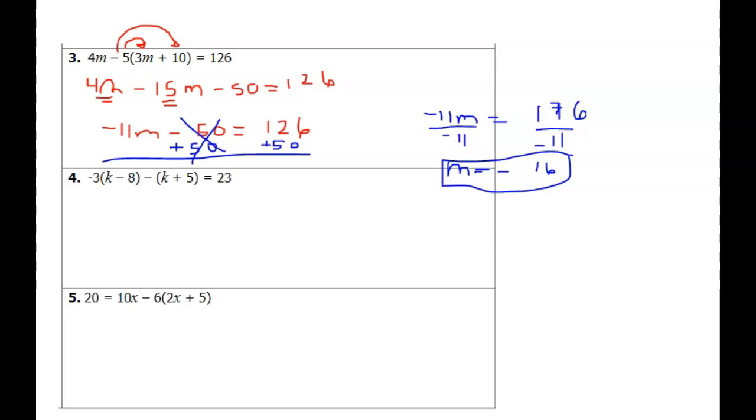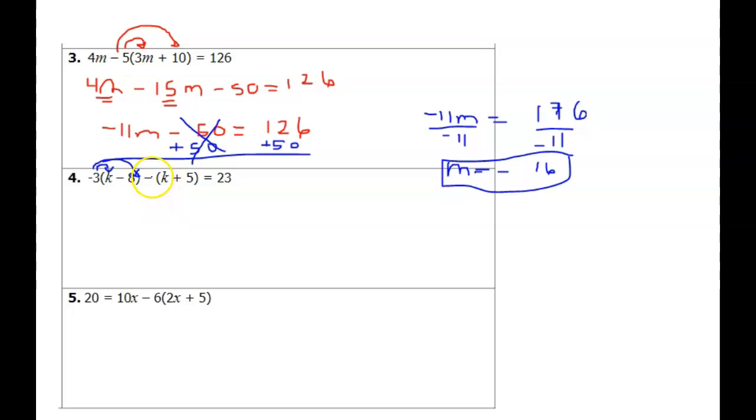We're going to work the parentheses, or basically we're going to use the distributive property, step number 1. There are spots where I need to distribute. Two places this time, guys. Notice there's 2 spots to distribute this time. I need to distribute this negative 3. It needs to dance with the k and the negative 8.